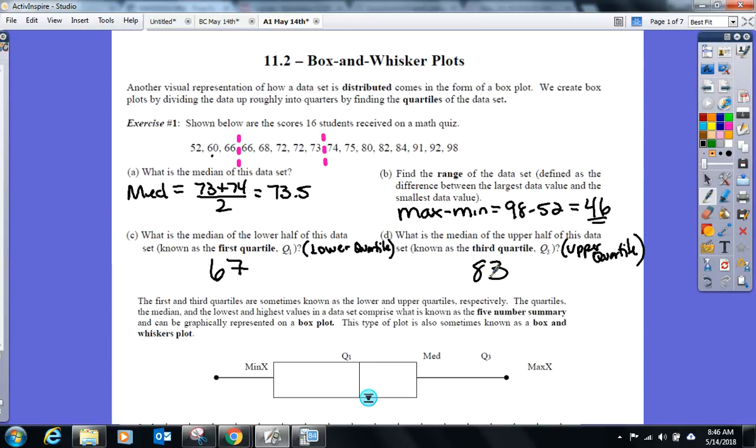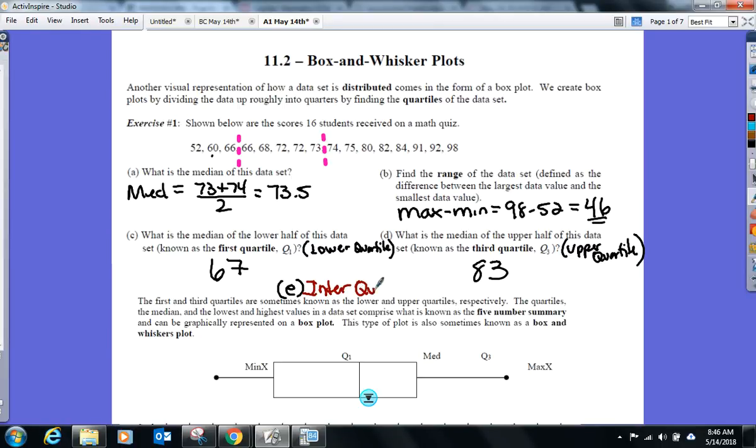Any issues there? All right, I'm going to add in a part E because I know it's going to come up on your homework, and I don't want you to be like, what is he talking about? Interquartile range. Just by the name of it, anybody think they know how to find it? Interquartile range. Gavin?